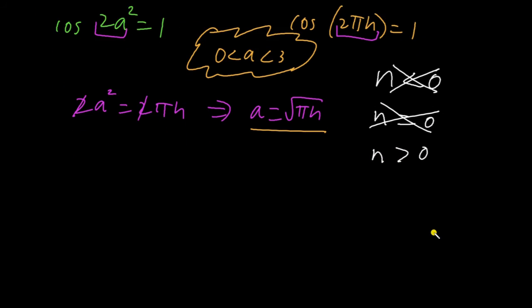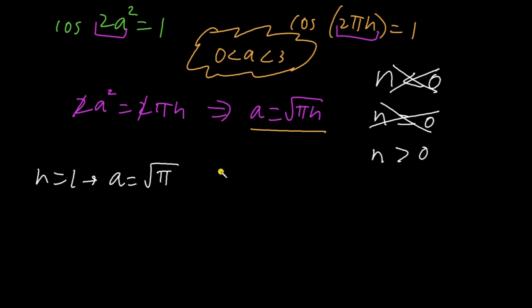Okay, so now what we'll do is we'll plug in different positive values of n. And remember, n is an integer, right? It's not a decimal or anything. So we'll plug in integer values of n into here and see what a is equal to. All right, so let's try n equals 1. If n equals 1, then a is equal to the square root of pi times 1. And then, let's see, is this less than 3?